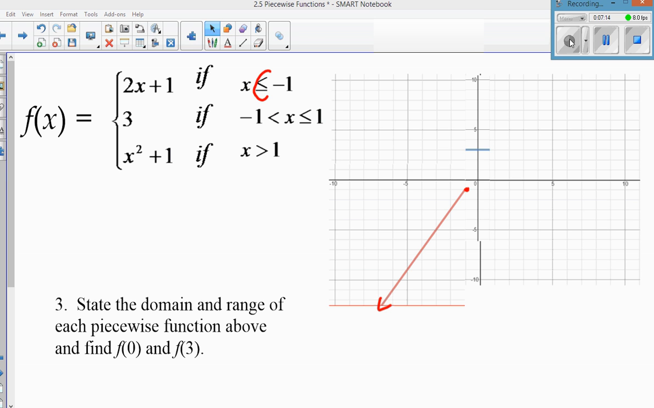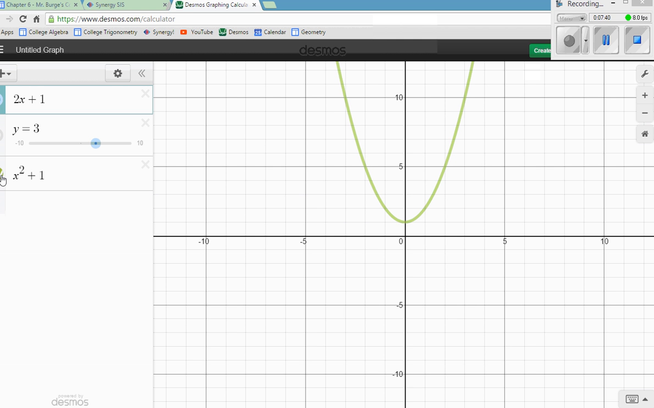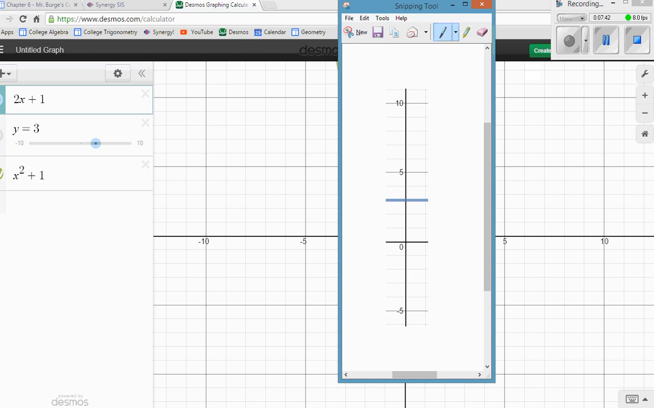Notice at negative 1, it's non-inclusive, so that's going to be an open circle. That's there to throw you off. And then at 1, it can be defined there at that function, so it's a closed circle on this right side. So the last piece is going to be x squared plus 1. So I can go ahead and graph that parabola here. I get x squared plus 1, and that's going to be for all of our values.